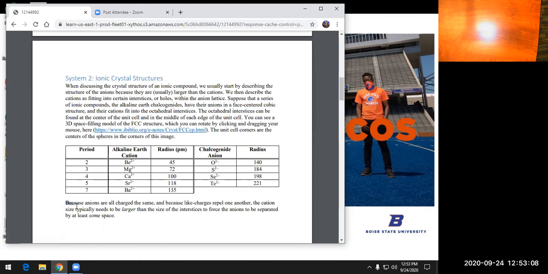And then I give you extra information here at the bottom saying that because all anions are charged the same, and because like charges repel one another, the cation size typically needs to be larger than the size of the hole in order to force the anions to be separated by at least some space. So what that means is that if you figure out the size of those holes, those interstices, then that's going to be the minimum size for the cation that would go in there.